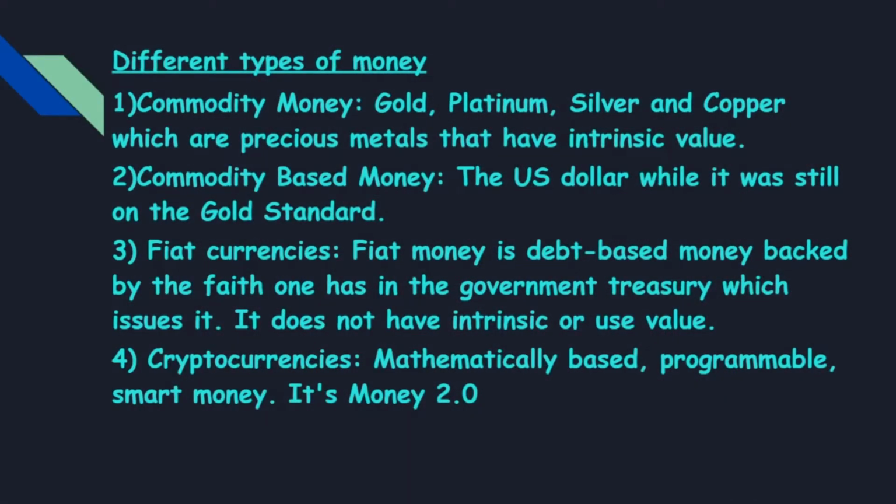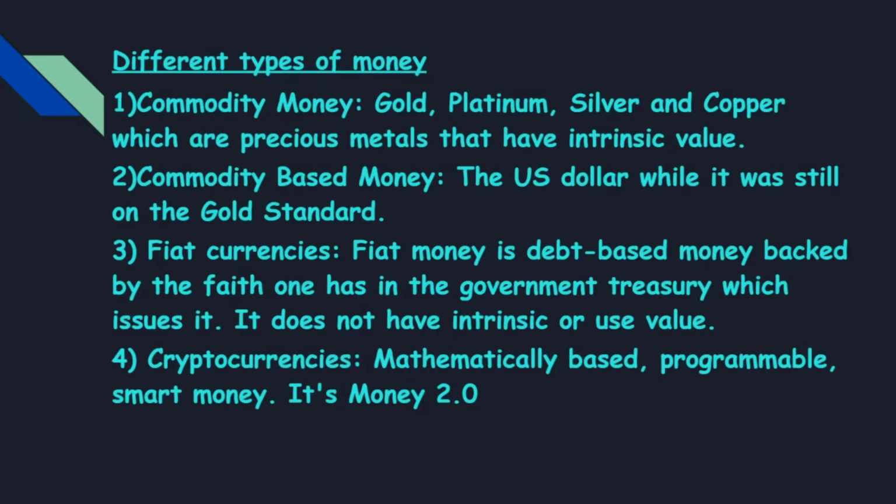Let's talk about a few different types of money. Commodity money is gold, platinum, silver, and copper, which are precious metals that have intrinsic value. Commodity-based money is the US dollar while it was still on the gold standard. This is a time when dollars were backed by a tangible asset such as gold. Fiat currencies. Fiat currency is debt-based money backed by the faith that one has in the government or the treasury of the government which issues it. It does not have intrinsic value or use value.